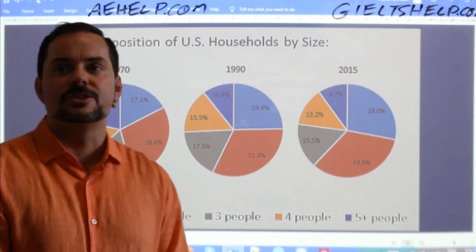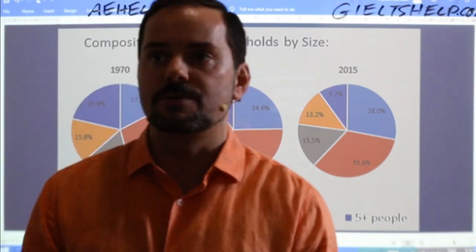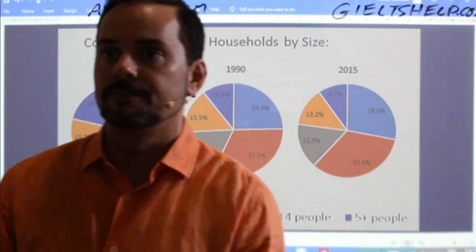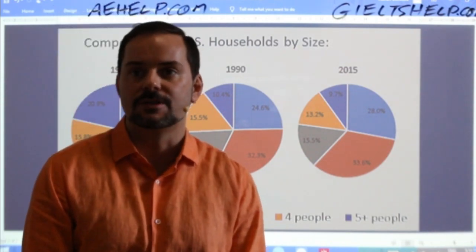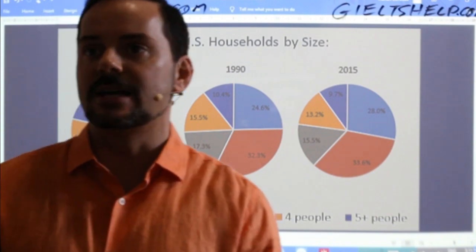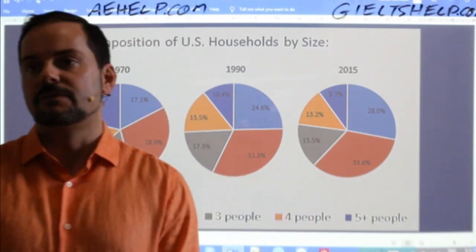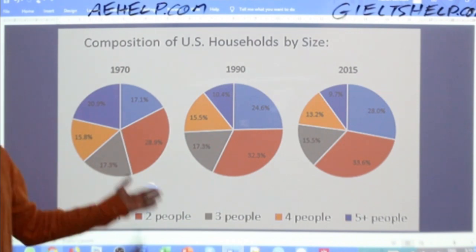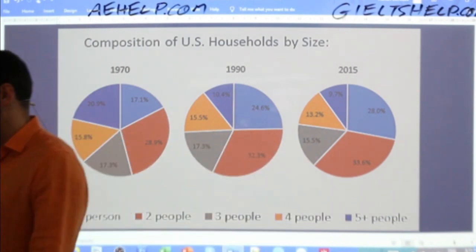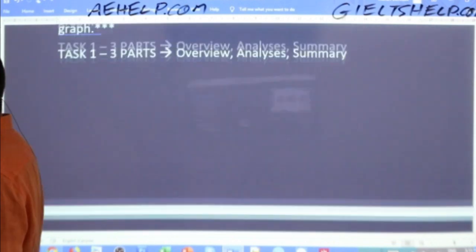Kulwinder says the 3 given pie charts give information about the number of inhabitants of U.S. households in 3 years, namely 1970, 90, and 2015. Very good. Students, tell your reader how many pie charts you're looking at. Don't forget about that.